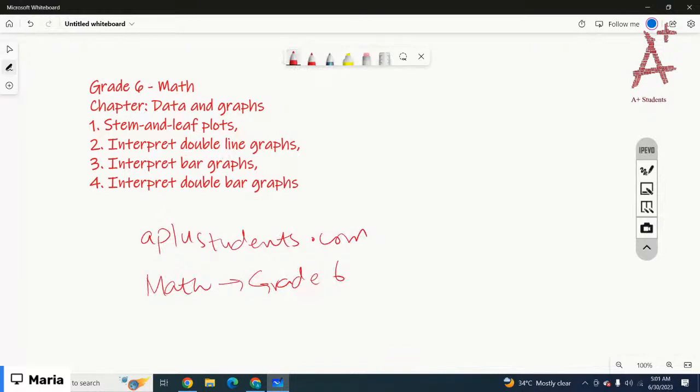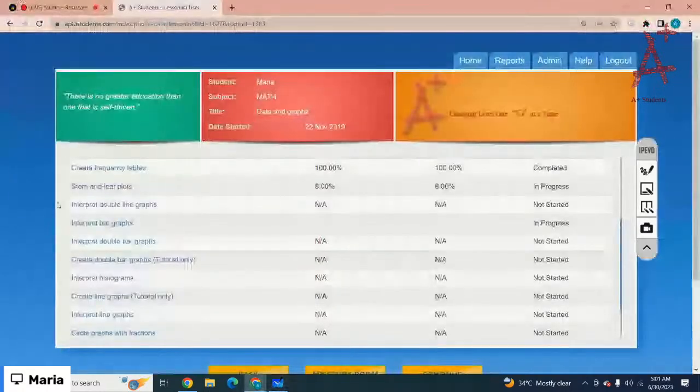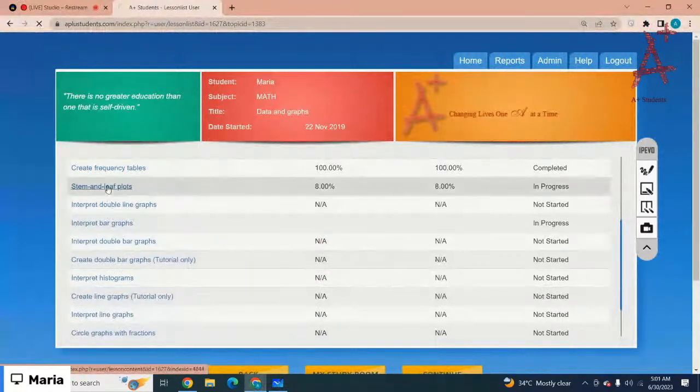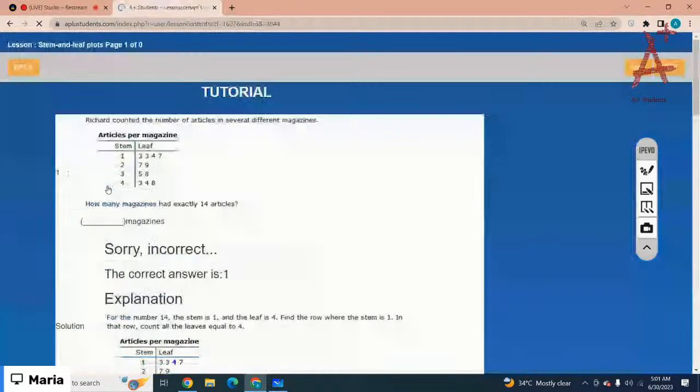data and graphs. The lessons we're going to cover are stem and leaf plot, interpret double line graph, interpret bar graph, and interpret double bar graphs. So let's just start with the first lesson. Okay, here I'm on grade 6 maths. The chapter is data and graphs. The lesson we're going to start with is stem and leaf plot. So let's just start with the lesson.